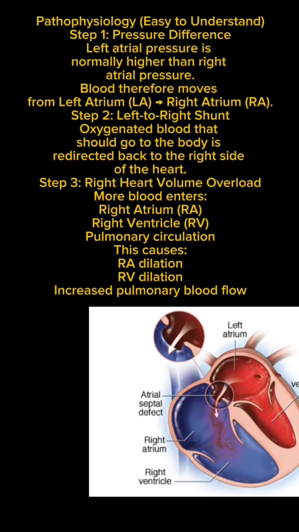Now, pathophysiology, which is easy to understand. Step 1, pressure difference. Left atrial pressure is normally higher than the right atrial pressure, so blood therefore moves from the left atrium towards the right atrium. Step 2, left-right shunt. Oxygenated blood that should go to the body is redirected back to the right side of the heart.